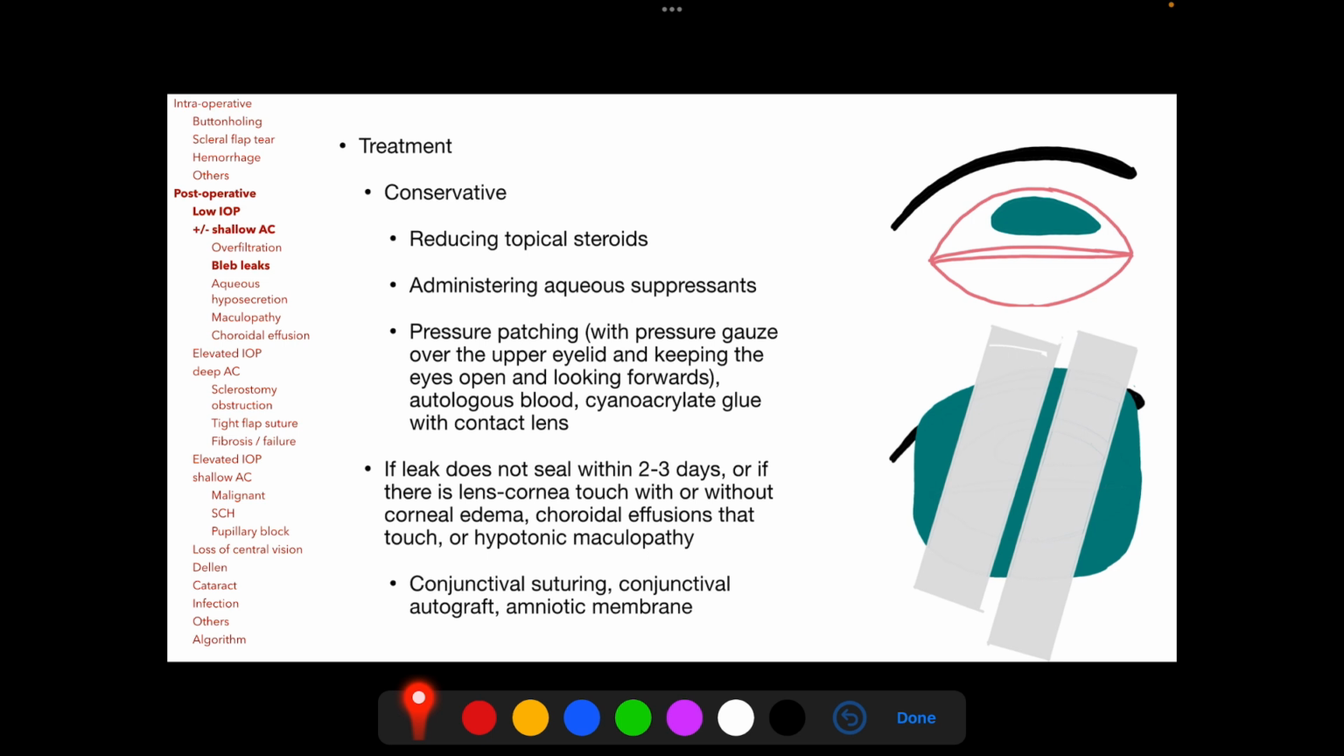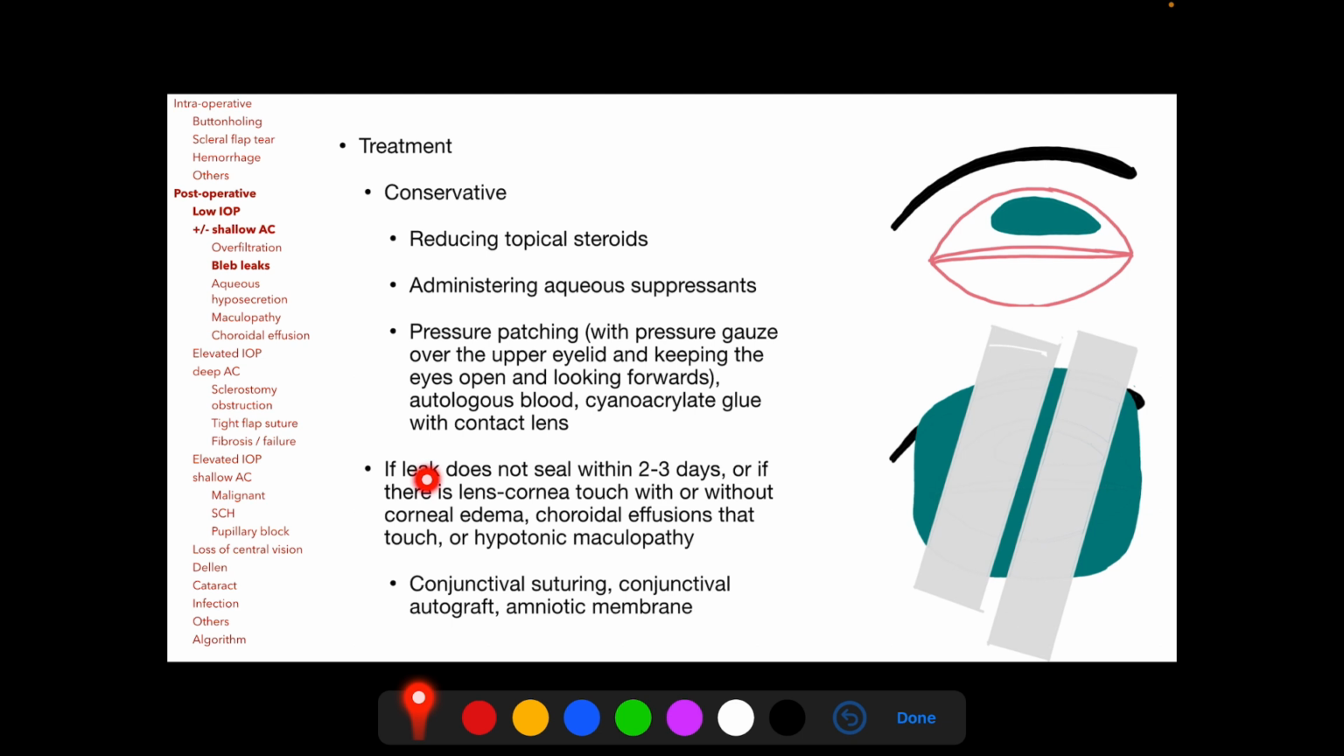Bleb leaks can be initially treated conservatively by reducing topical steroids in order to improve the healing of the leakage site, administering aqueous suppressants despite presence of a low intraocular pressure, because reduction of aqueous flow through the leakage site promotes healing, and application of a pressure patch as shown here in this diagram, by placing a pressure patch over the upper eyelid, over which another patch is placed with adhesive tapes, and instructing the patient to keep the other eye open and keep looking forwards.